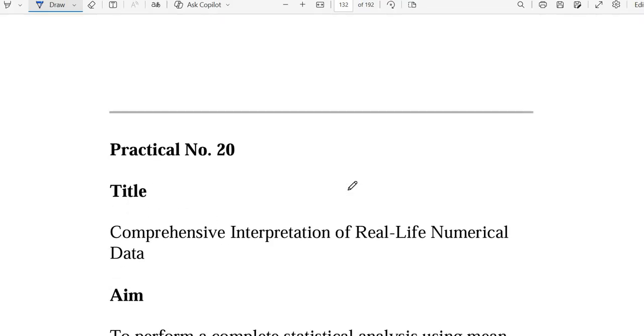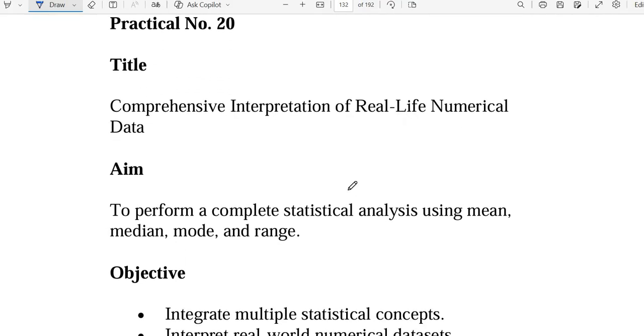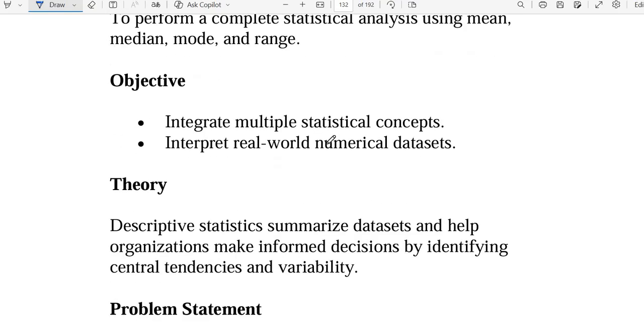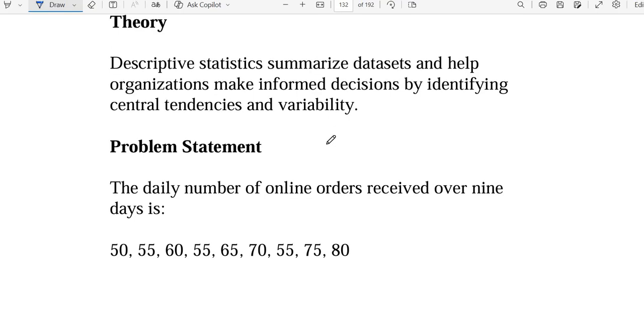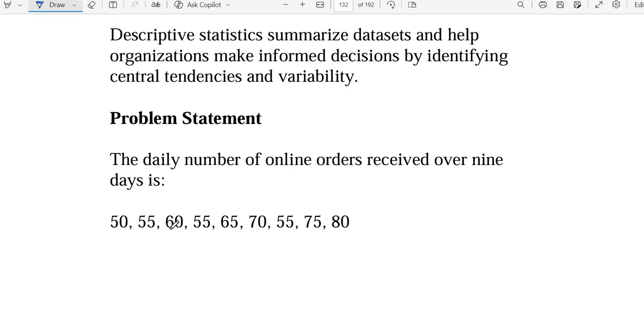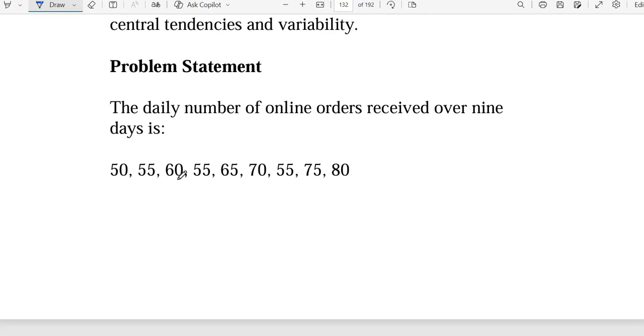Now our last practical for today's video is practical number 20. We have to interpret real life numerical data. Right? Now coming to the problem statement. This is the daily number of online orders received over 9 days. Total number of orders received in the 9 days. Right? Order on day 1, order on day 2, order on day 3. These are the orders we have received continuously over 9 days.